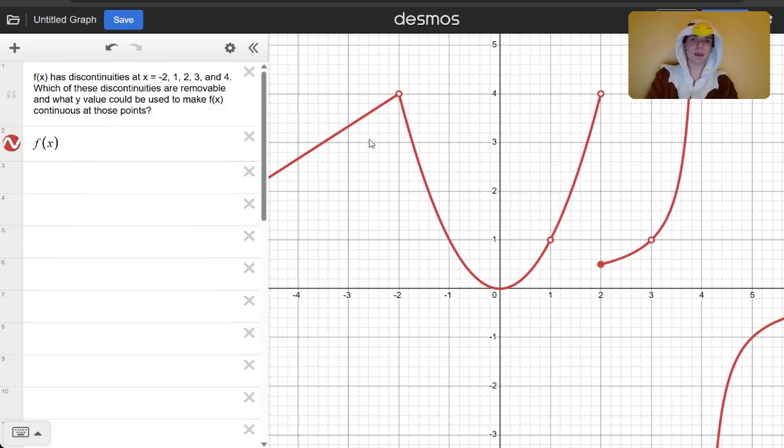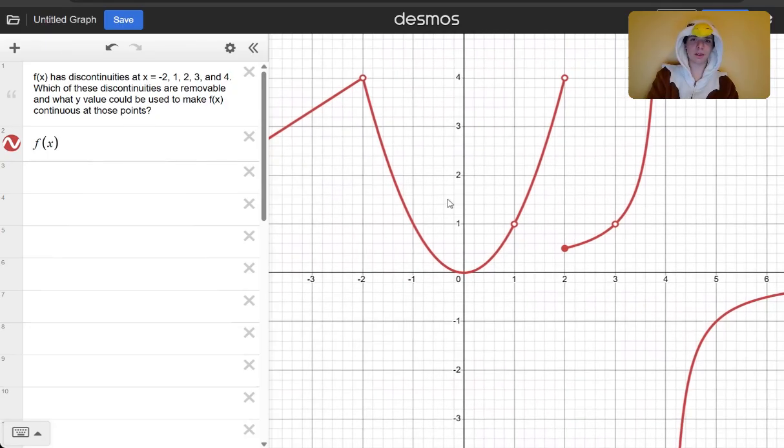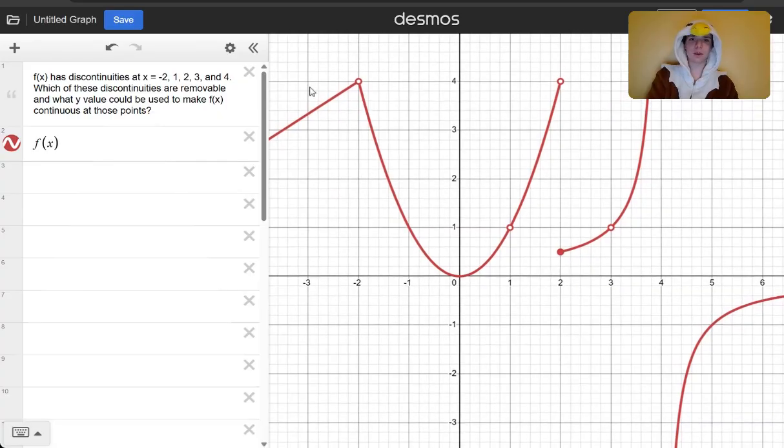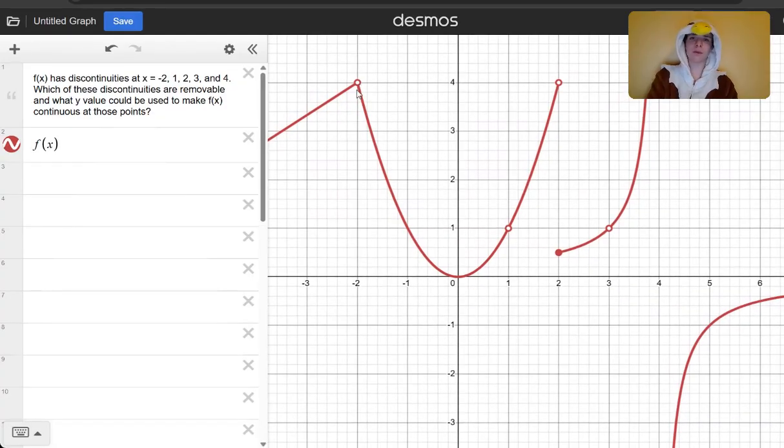The important thing is that not all discontinuities can be removed. If you have a jump or an infinite discontinuity, you can't remove it. It only works for a hole in the graph where you can plug the hole with a point. So if we look at this graph of f of x, right here at -2, we just have this open circle. So we should be able to fill this in. And the first point should be filled in as -2, 4.